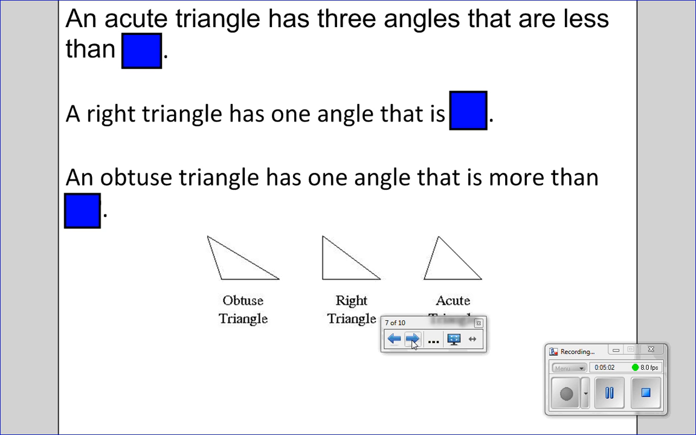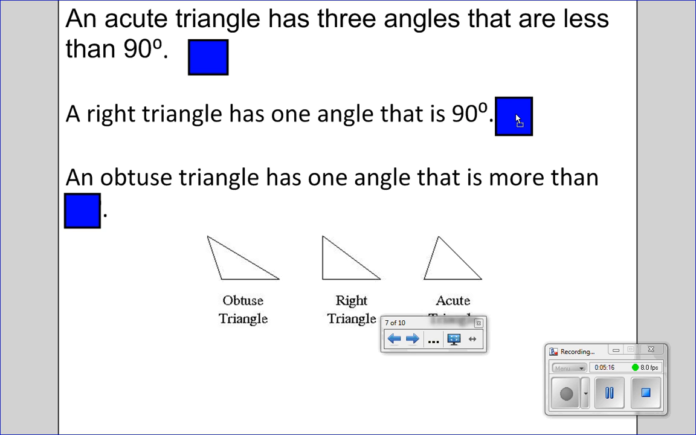In fact, an acute triangle has three angles that are less than, you guessed it, 90 degrees. A right triangle has one angle that is, that's right, 90 degrees. And an obtuse triangle has one angle that is more than 90 degrees. Just reinforcing what we saw on the previous slide.